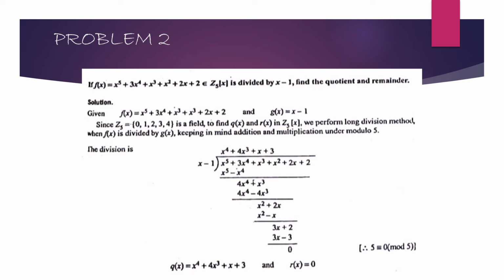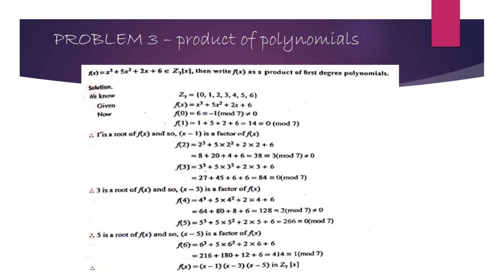So I guess you understood this problem. So we move on to the last problem. So now this is another approach of polynomials. Now what they have done here is they have given f of x. There is only one polynomial given and they've asked you to write this polynomial as a product of first degree polynomials. Try to understand. They're asking this polynomial, a third degree polynomial, to be written as a product of first degree polynomials.